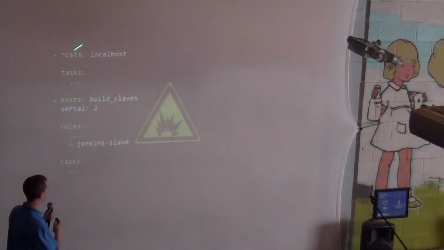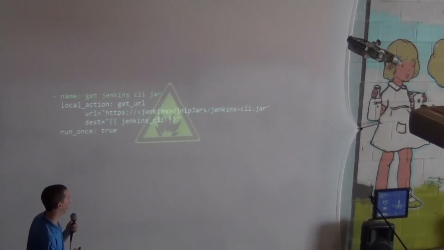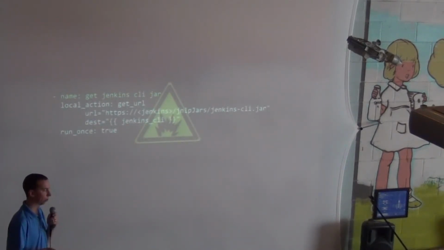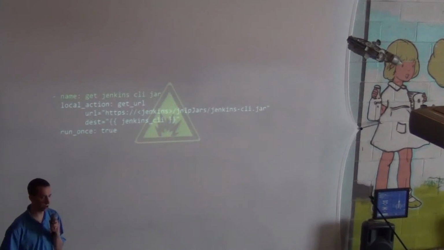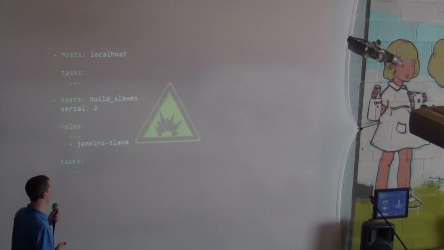So in Ansible, this is just an overview. We do some things on localhost to download the Jenkins CLI jar, so we can tell Jenkins, hey, take this slave offline, make sure there aren't any jobs running on it at the time, and we're only going to do 2 at a time. And then we're going to apply this Jenkins slave role.